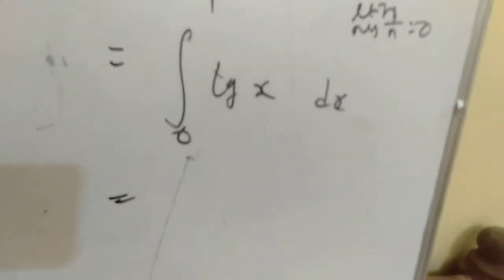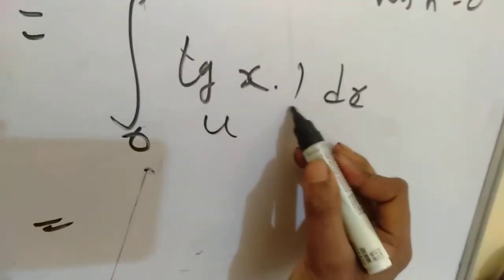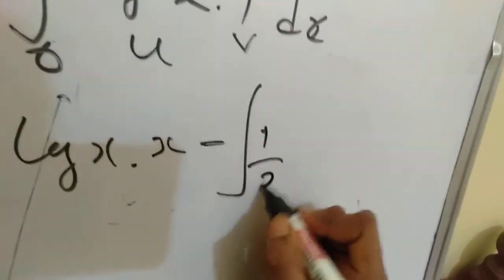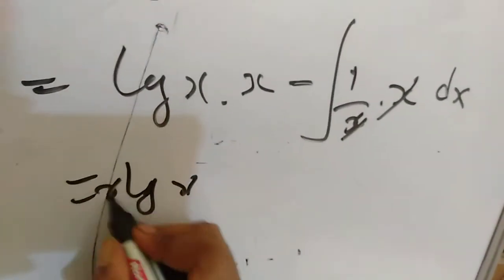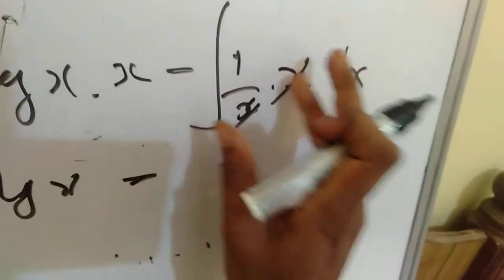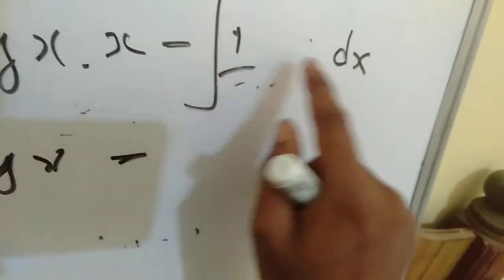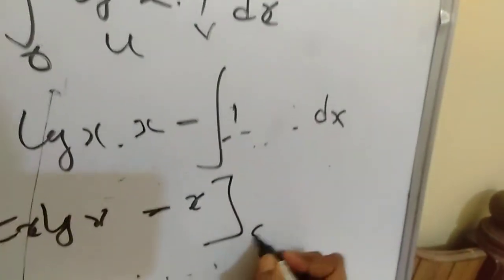Now we apply the UV rule. This is u and this is v. Then we take log x, and the integration of the second function is x, minus the integration of the differentiation of the first function, 1 by x, and the integration of the second function x dx. This cancels, and we get x log x minus the integration of 1 dx. Now the integration of 1 dx is x. Then we apply limits 0 to 1.